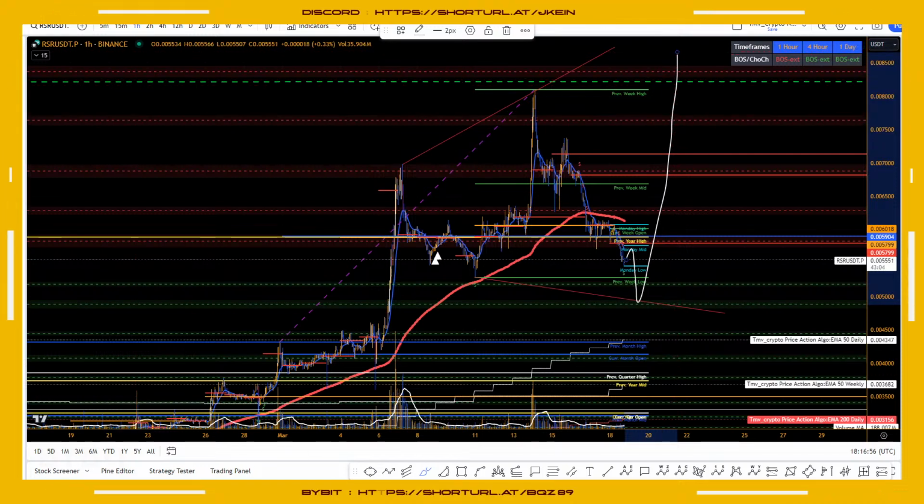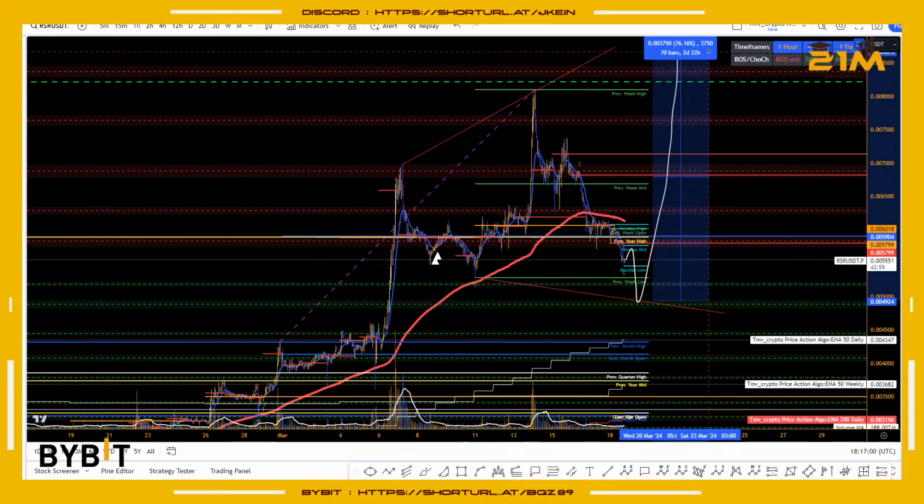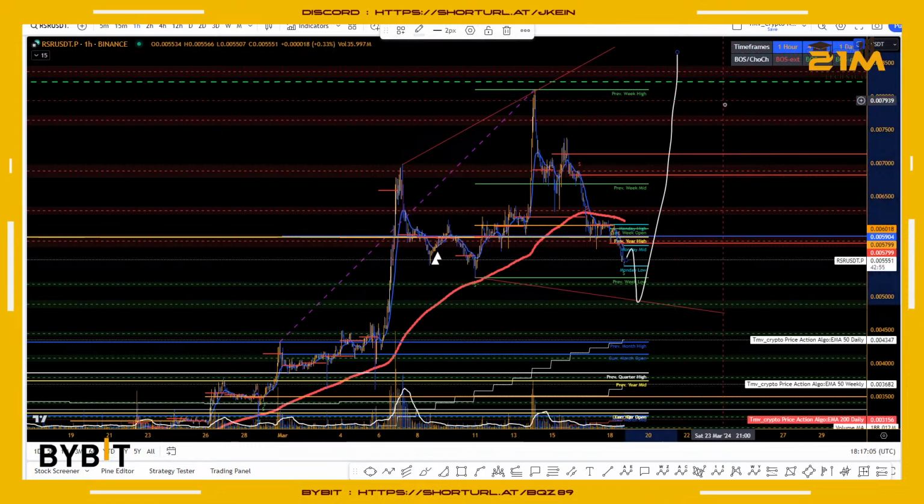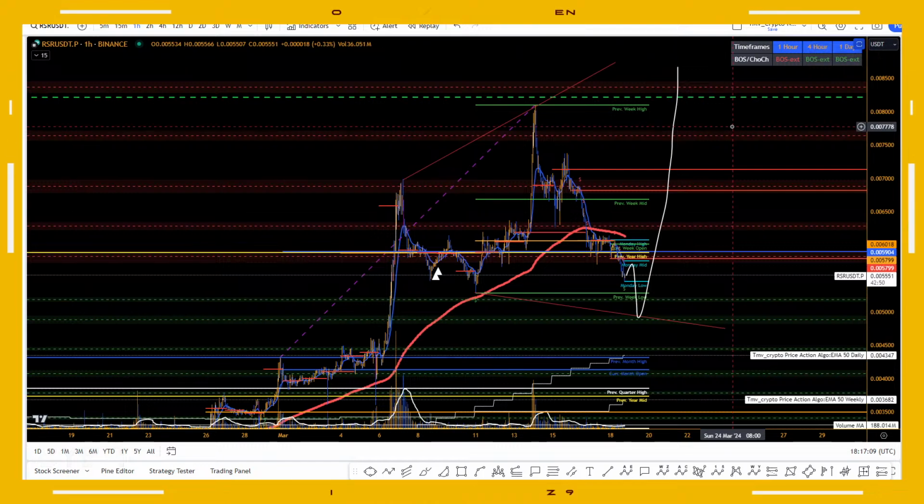Now from here, the pump looks great, yes, but you see, it's not more than 100%. So yeah, it will be very difficult. But yes, the pump can happen very quickly and it can accelerate actually.